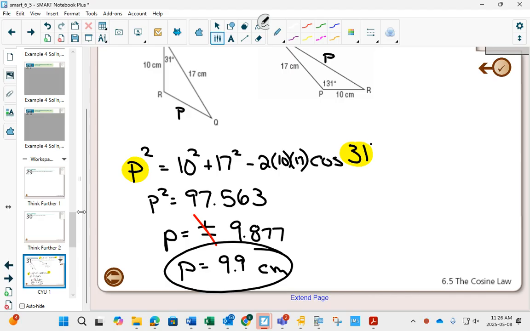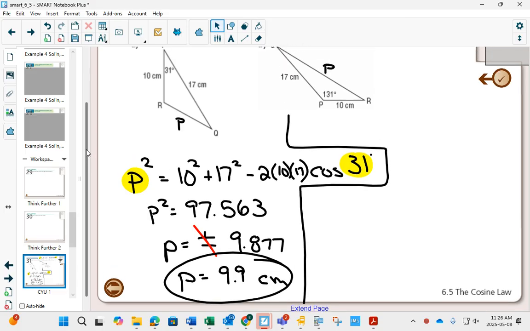Cosine law, just like the sine law, it's just plugging things in. It's really kind of nice. Plug things in. You don't have to square root both sides and get the answer. Not a crazy amount of math. Not like the ambiguous case for sine. That was a little intense, right? Cosine law, pretty straightforward. Let's do the second one here.